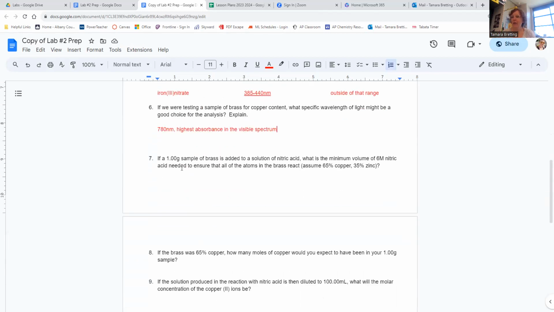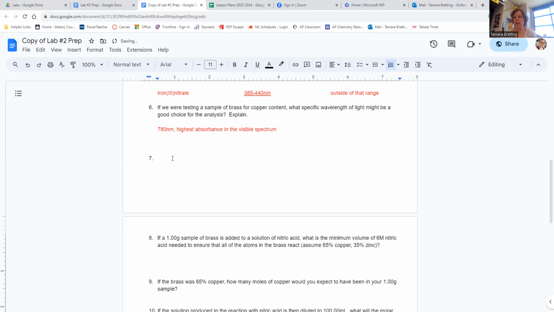Okay, 7: if a 1.00 gram sample of brass is added to a solution of nitric acid, what is the minimum volume of 6 molar nitric acid needed to ensure that all of the atoms of the brass react, assuming 65% copper and 35% zinc? So this problem is pretty complicated. We're going to take that 1 gram sample, 65% of it is copper, 35% of it is zinc. So this is going to be 2 different stoichiometry problems.